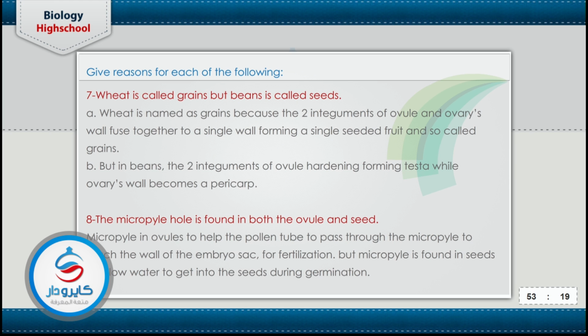But in the seed, the two integuments of the ovule harden, forming the testa, while the ovary wall forms the pericarp. The next question: the micropyle hole is found in both the ovule and the seeds. In the ovule, the presence of the micropyle allows the passage of the pollen tube to get inside the micropyle to facilitate its penetration, and fertilization takes place. But the micropyle is still inside the seed to allow the passage of water during the germination of seeds.